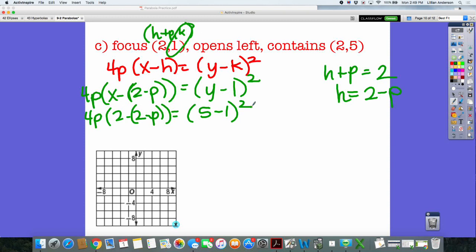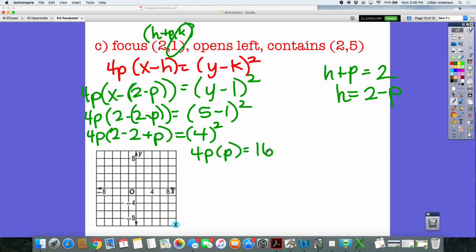Algebra from here. This negative on the outside of this parenthesis needs to be distributed through. So that's going to be 4p times (2 minus 2 plus p). What's 5 minus 1? 4. I'm going to square that. 16. And then what's 2 minus 2 on this other side? 0. So technically I have 4p times p equals 16.